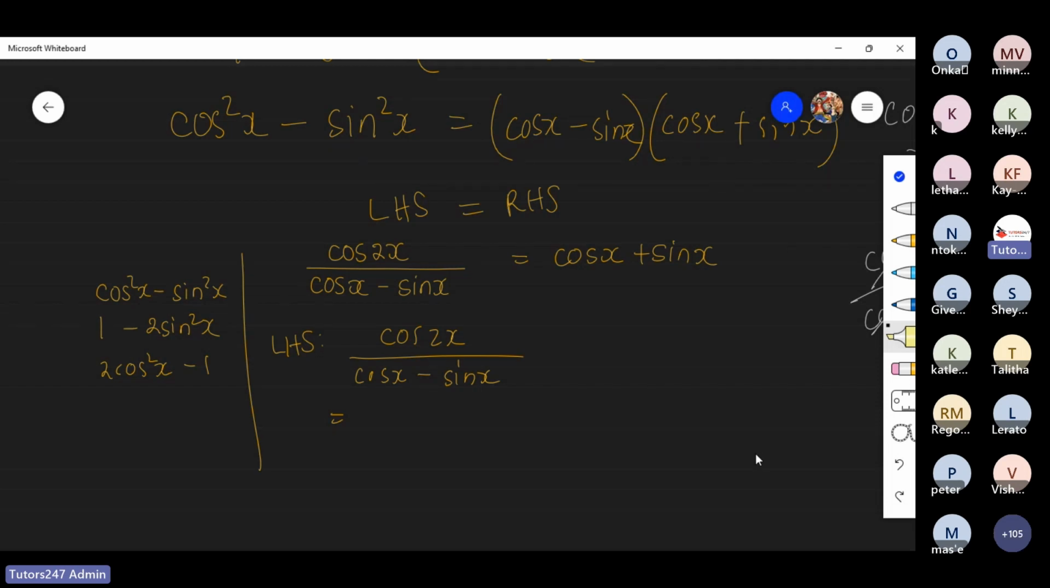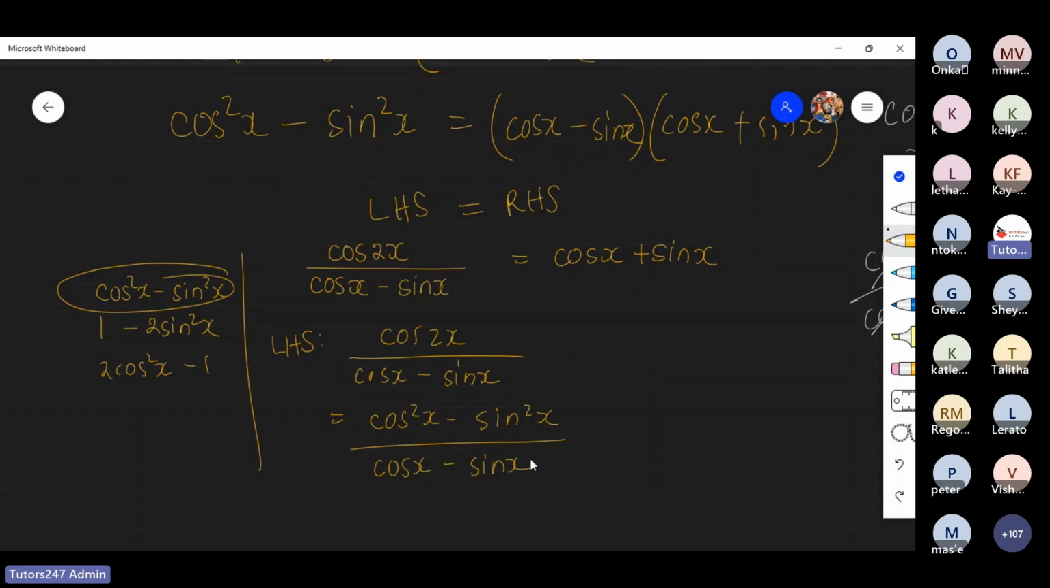If you use an identity and your question doesn't work out or you get stuck along the way, just try a different identity. Trial and error if you are not used to it. So let's substitute. We're now going to substitute this. So we're going to have cos squared x minus sine squared x all over cos x minus sine x.